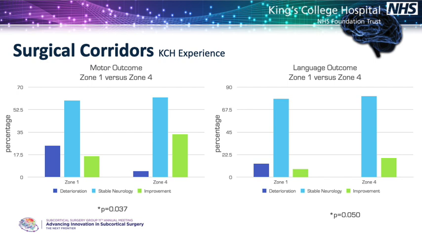Again, just comparing zones 1 and 4, which are workhorses. As you can see, it's zone 1 where we get a motor and a speech deficit postoperatively. Zone 4 tends to be visual.